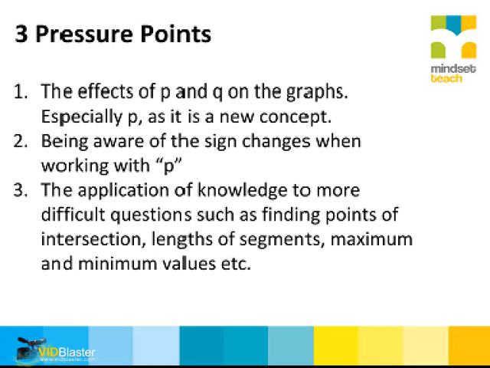And so that's what I said with number 2. You really need to be aware of the sign changes when working with P. It works in the opposite way of what you expected. So positive P will work in a negative direction, a negative P will go in a positive direction. And then the 3rd pressure point is the application of knowledge, because it's very easy to plot a graph and know the shape, but when you have to find out the lengths of line segments and maximum distance and minimum, and the other thing that's introduced in grade 11 is average gradients, so that's a new concept.